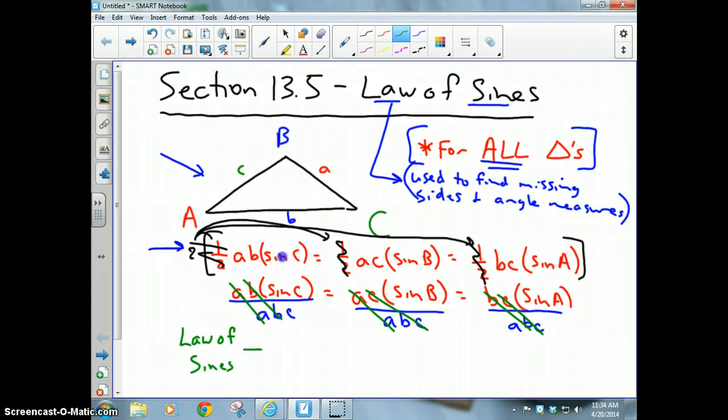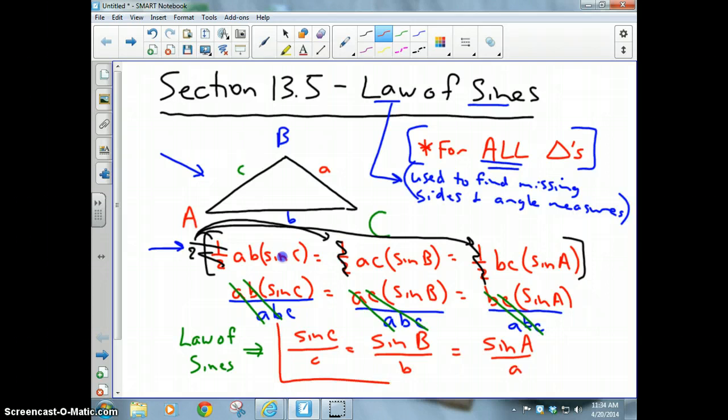What it says is, sine of angle C over how long side C is equal to the sine of angle B divided by how long side B is, which equals the sine of angle A over how long side A is. That's the law of sines.